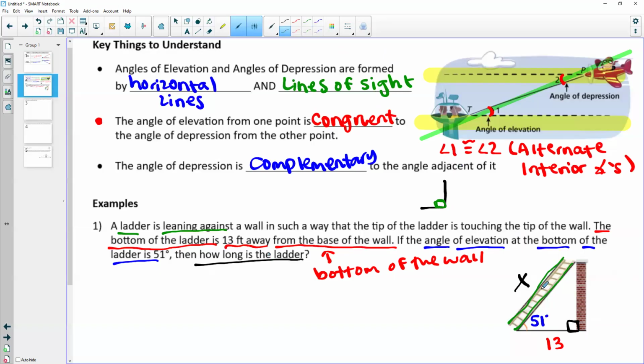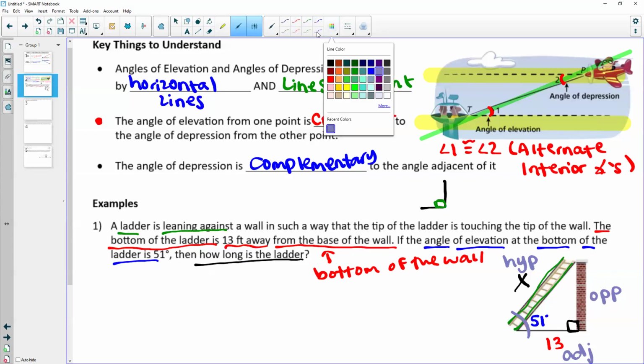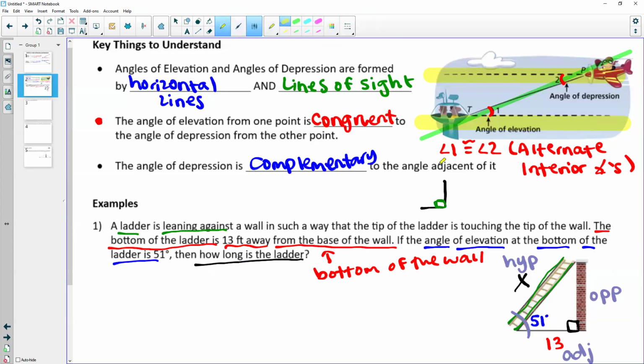So we can use trigonometry to help us find how long the ladder is. If we're working with our angle of perspective of 51 degrees, this represents your opposite, this is your hypotenuse, and the 13 represents your adjacent. We're working with x, which is the hypotenuse, and 13, which is the adjacent. I'm going to write this here at the top just for reference to help us figure out which trigonometric ratio we're going to use.